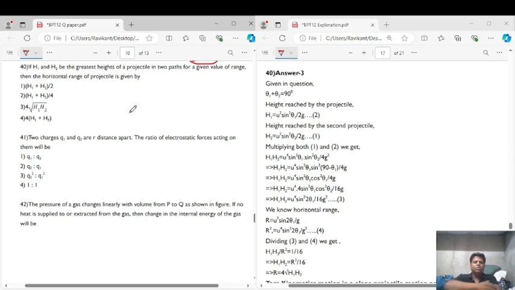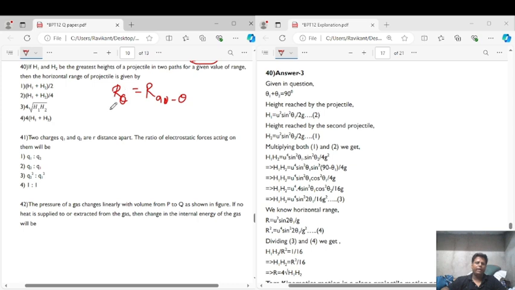Now question number 40. Question number 40 says that if H1 and H2 are the greatest heights of the projectile in two paths for a given value of range, then the horizontal range of the projectile is given by. Okay. So in this, the concept we have to use is that R for theta is equal to R for 90 minus theta, right? R for theta is equal to R for 90 minus theta.